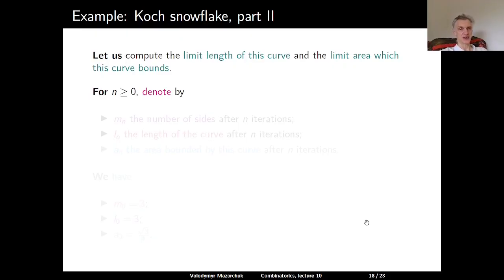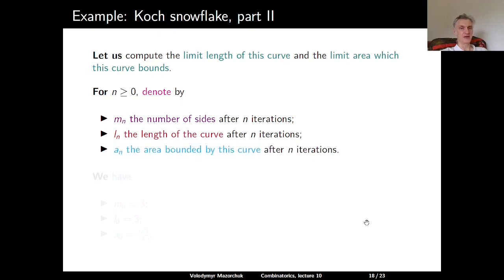For a non-negative integer n, denote by m_n the number of sides after n iterations, denote by l_n the length of the curve after n iterations, and denote by a_n the area bounded by this curve after n iterations. The initial conditions are m_0 is equal to 3, we start with a triangle, 3 sides, l_0 is 3, each side has length 1, and a_0 is the square root of 3 divided by 4, that is the area of the equilateral triangle with side lengths 1.